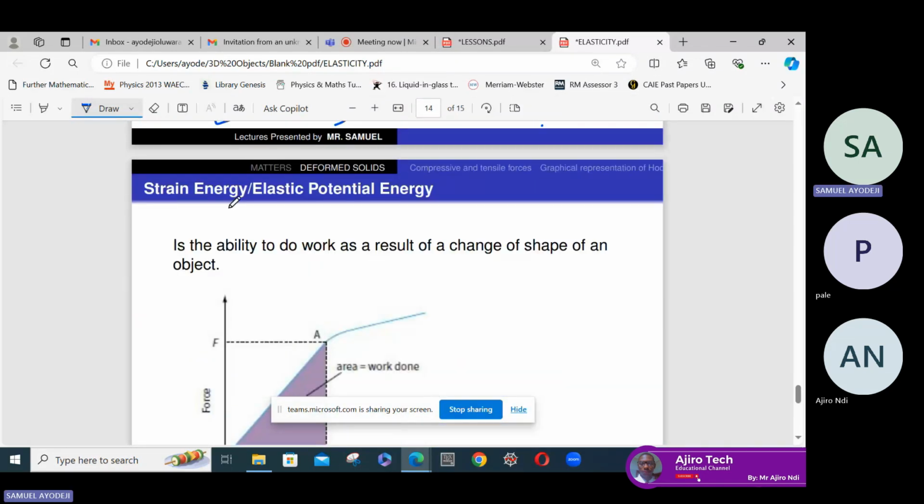Strain energy or elastic potential energy: anyone? This is the definition, please. It's the ability to do work as a result of change of shape of an object. As simple as that, maybe 2 marks or 1 mark. So the ability to do work as a result of change of shape of an object is called elastic potential energy or strain energy.